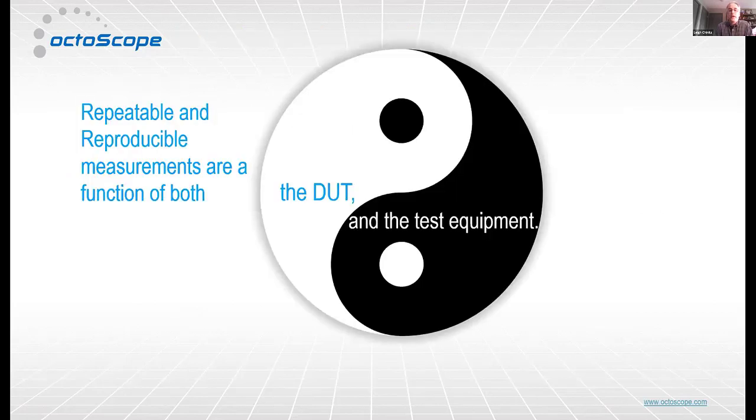And both of them are a function of both the device under test and the test equipment. The device under test is the thing we're looking at, so we definitely want to understand how that performs, but the test equipment is what we're responsible for, and that is the one that we need to know is stable.